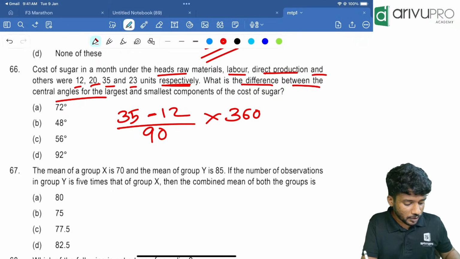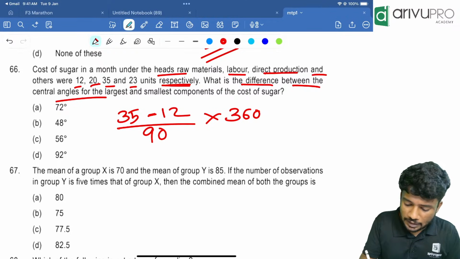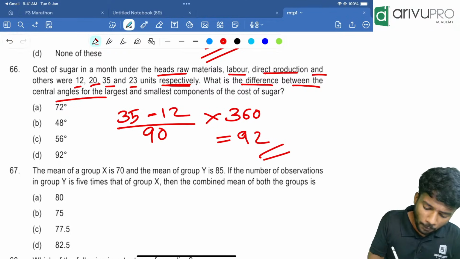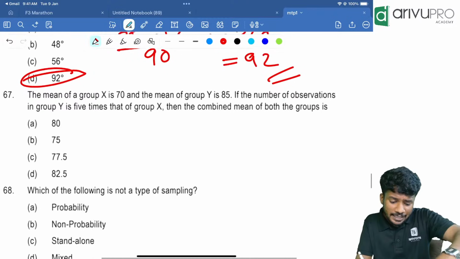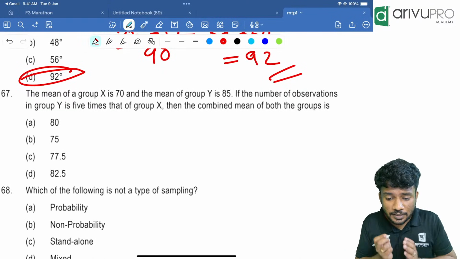360 degree. So how much is the answer? 35 minus 12 divided by 90 into 360, which is equal to 92. Option D is your answer. Next one is, yes, option D is your answer.